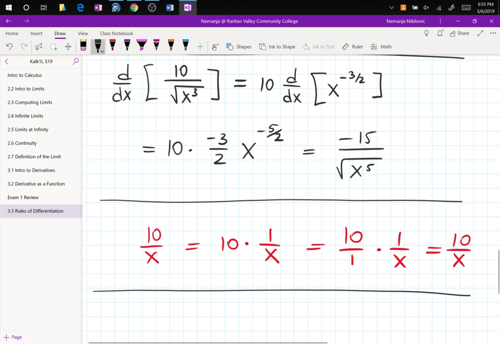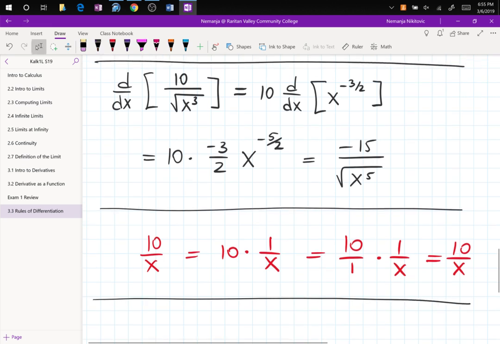Yes? Where did you get the 5 from? Minus 5 over 2. The formula is x to the n minus 1. So I have negative 3 halves, which is n, minus 1. To find the common denominator, negative 3 halves minus 2 over 2, negative 5 over 2. Got it.